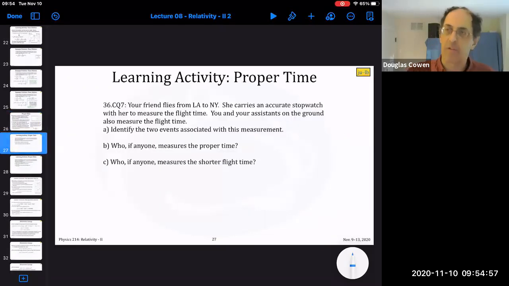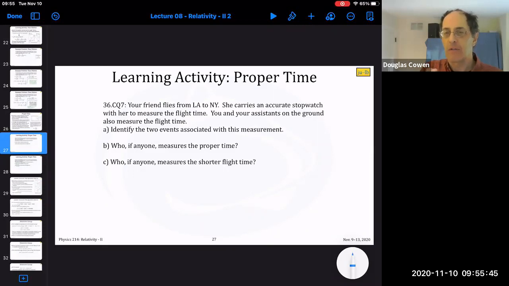So let me just conclude with this learning activity. Your friend takes off from LA and lands in New York, and she carries an accurate stopwatch with her to measure the flight time. She starts the stopwatch right when she takes off in LA and stops it when she lands in New York. You and your assistants on the ground also measure the flight time. Identify first the two events associated with this measurement. So what are the two events? Can someone put in the chat what the two events are? Right, takeoff and landing are the two events.